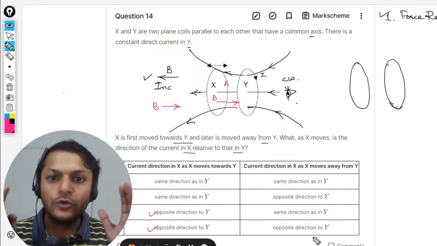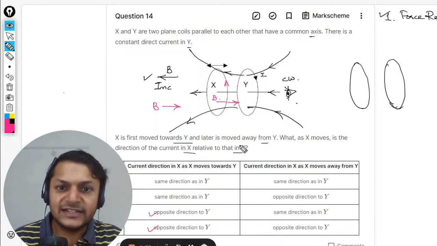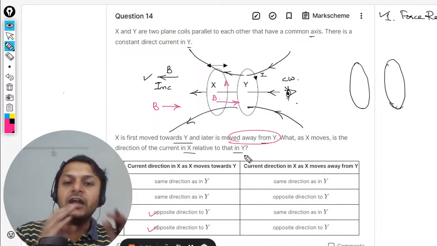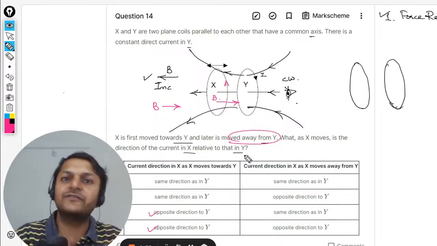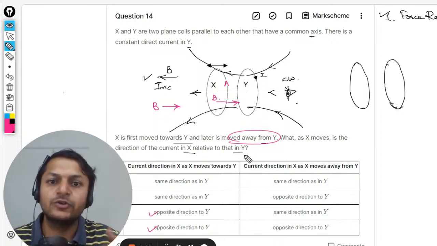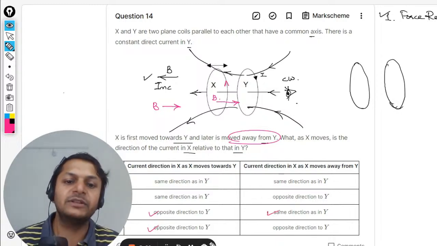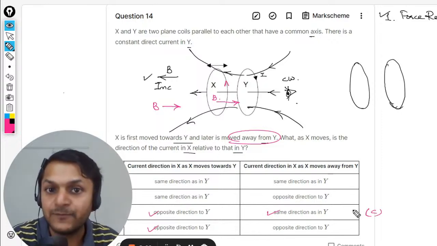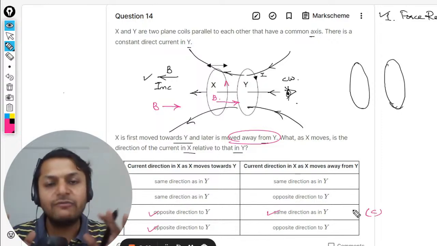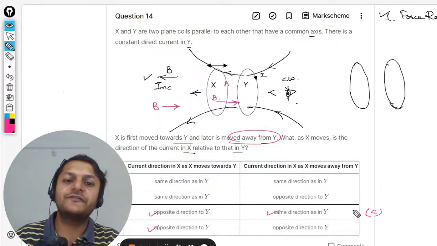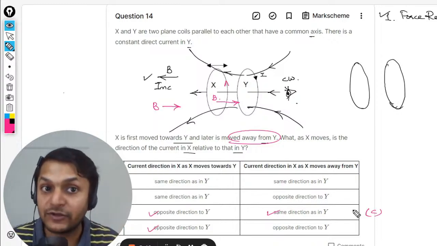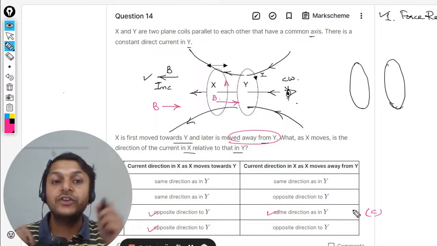Now, in the second case, X is moving away from Y. Obviously, the whole process will be repeated, and you can clearly see that current will be in the same direction. So now the current will be in the same direction. And so the answer for this question is definitely going to be C. So for the second part, you have to do it by yourself and try to verify if you are also getting the same answer. So my dear student, this is how we do this question.